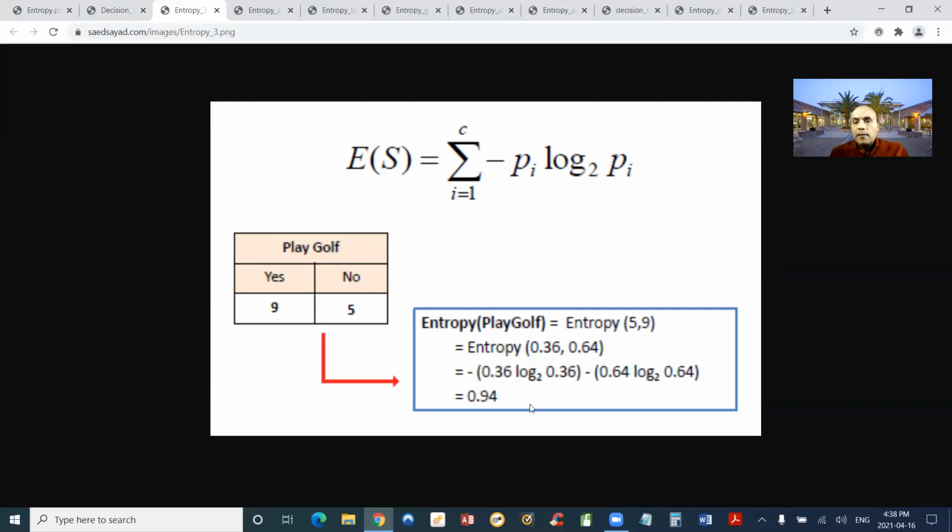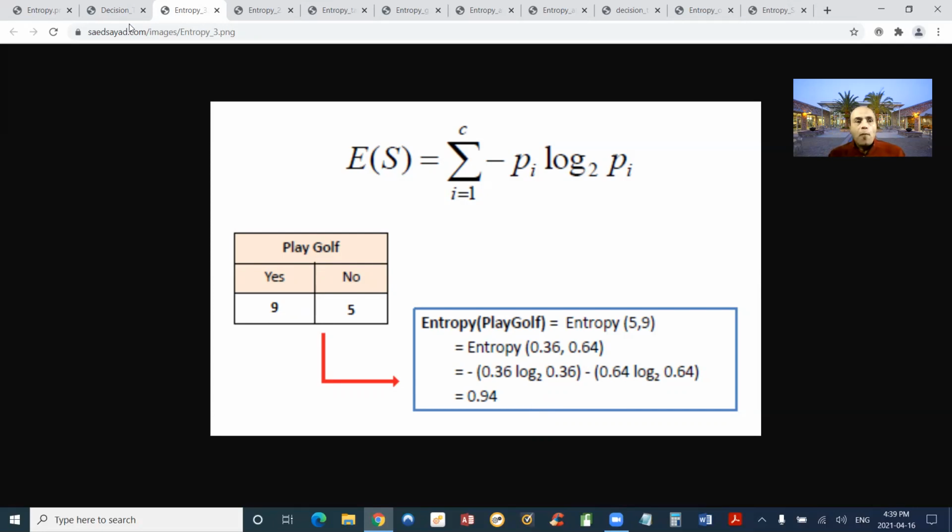What does that mean? 0.94 means it is relatively close to 1. It means that your set is not pure, definitely, and it is not an easy way to make a decision. You cannot say that all of them are yes or all of them are no. By looking at it, you will not be able to make a decision. That's the impurity of this table.